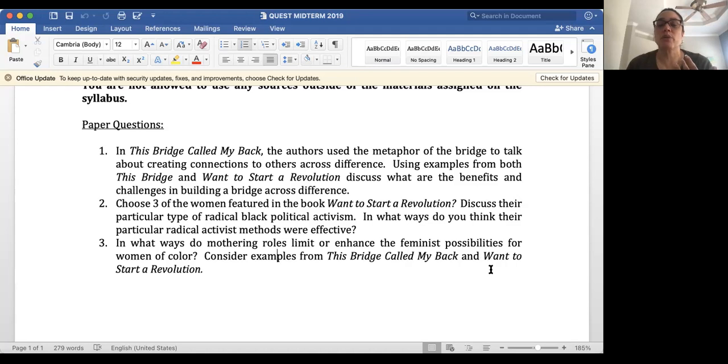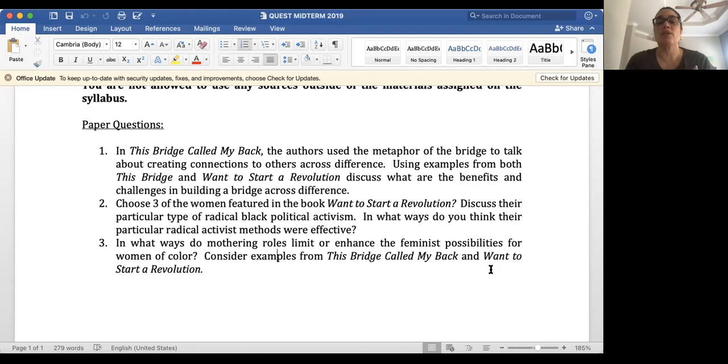One is choose the three women. The next is sort of describe their radical political activism. And the third part is the analytical part, where you're asked to analyze whether you think their particular radical activist methods were effective or not, right? And use examples from the reading to prove that they were effective or not, right?